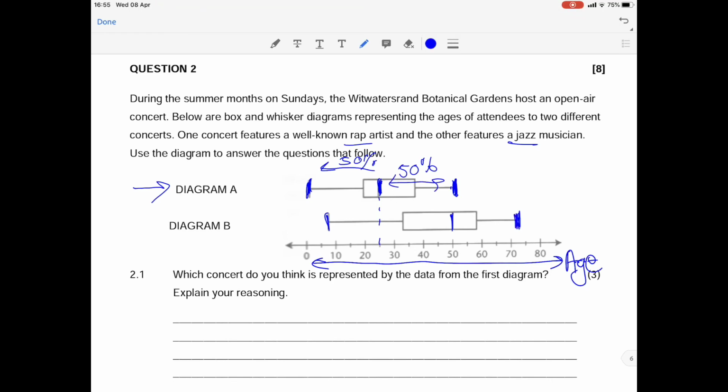If you have a look at the second diagram, your maximum age is around 74 and your median age is around 50, which means half of your concert goers are aged between roughly 7 and 50, but more importantly, half of your concert goers are aged between 50 and 75. So it makes sense that you are not going to have a bunch of 50 to 75-year-olds at a rap concert, right? You're rather going to have a bunch of 25 to 50-year-olds at a rap concert. So it makes us think that diagram A is the rap concert.